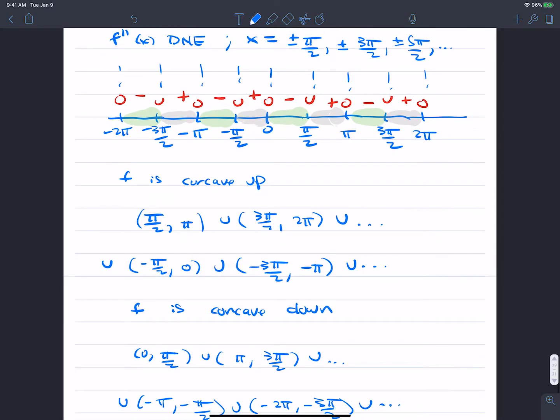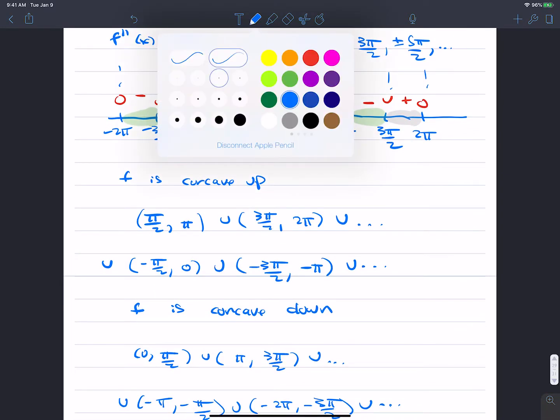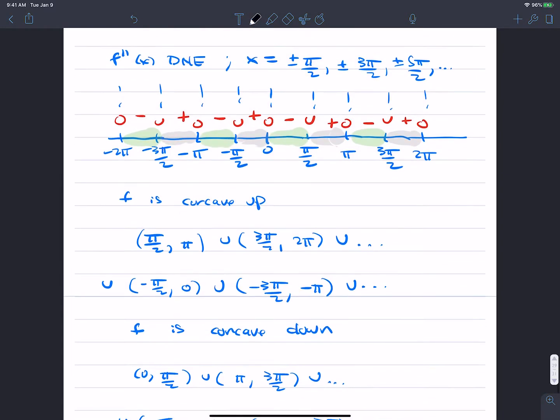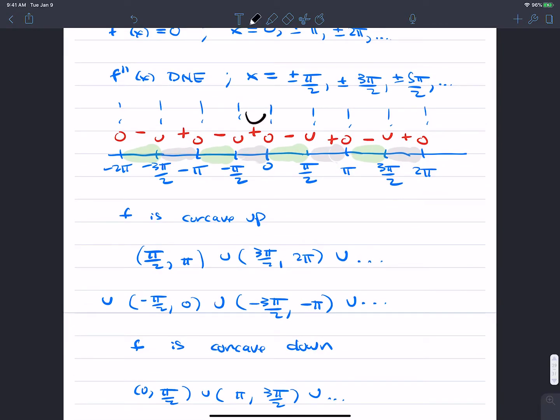So concave up, concave down, you guys already know what that kind of means. What does concave up mean? You hold water. Concave down, you don't hold water. Hold water. Don't hold water. Hold water. Don't hold water.